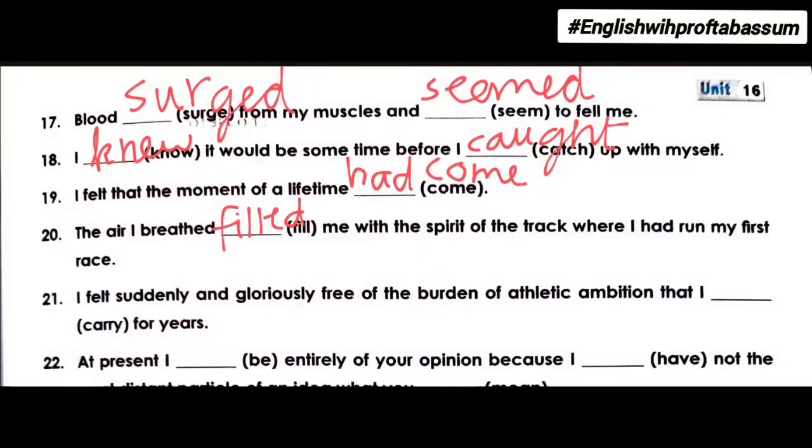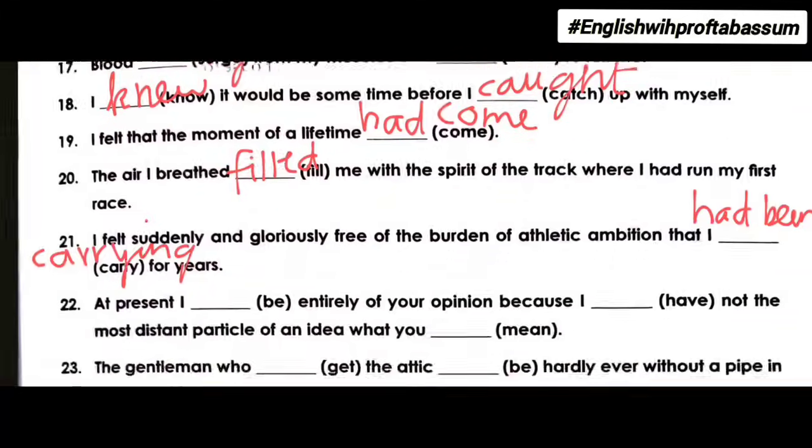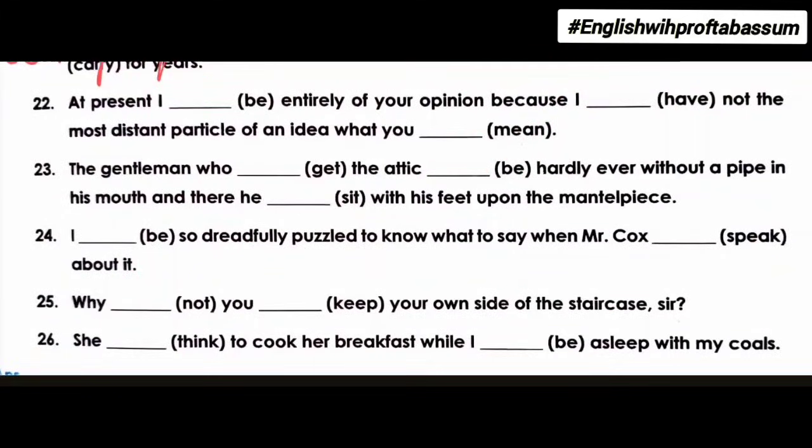Next one: I felt suddenly and gloriously free of the burden of athletic ambition that I (carry) for years. So the rule is that if an action is continuing before another past action, then we use the past perfect continuous tense. So the structure is had been plus V1 plus ing. So, had been carrying.